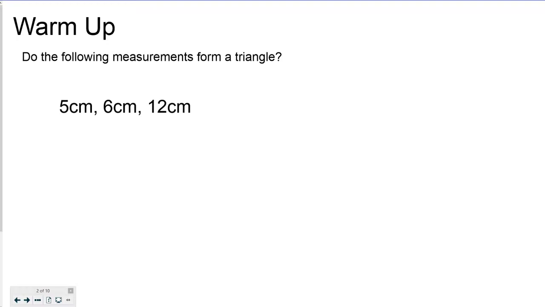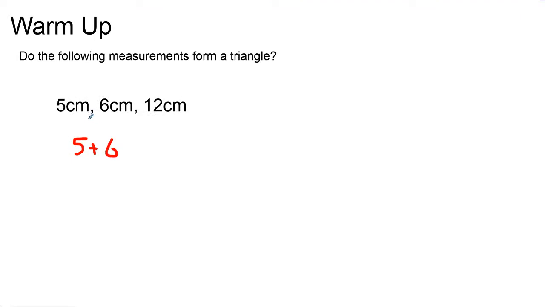If the two sides of a triangle are greater than the third side when added together, then the triangle will in fact form, or the lengths will form a triangle. So here, if I add 5 and 6 together, I get 11. But then I have to compare 11 to the last side. It is not greater than 12. So no, these will not form a triangle.